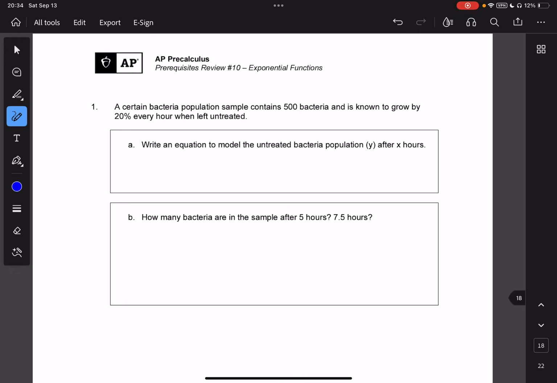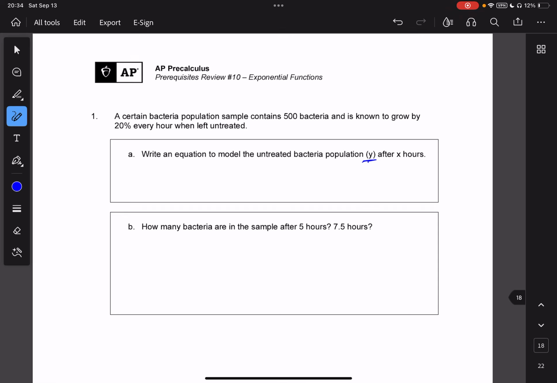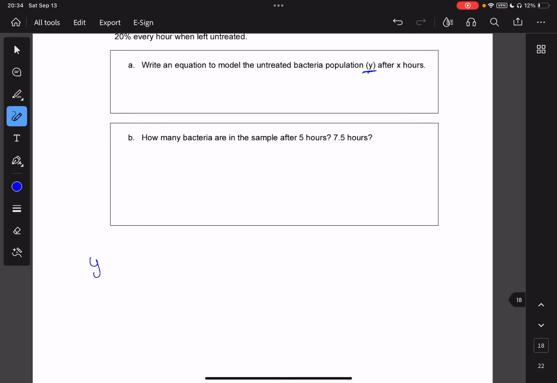A certain bacteria population sample contains 500 bacteria and is known to grow by 20% every hour when left untreated. So write an equation to model the untreated bacteria population Y after X hours. We are going to be writing in the format Y is equal to A times B to the X. So hopefully you've seen this before.